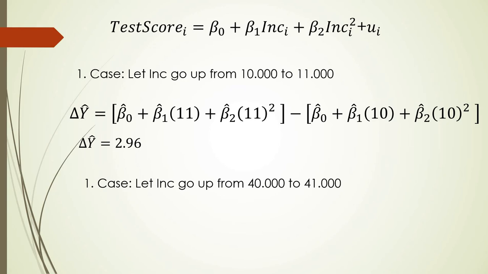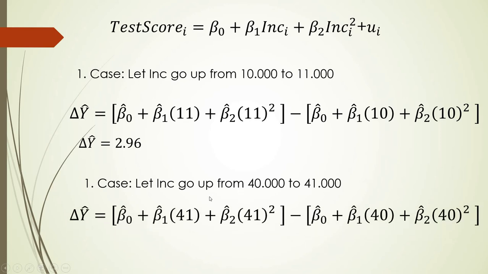So we will calculate the same thing, but now for the households with $40,000 to $41,000 per family member. We need to have the same size of intervals if we want to compare and to see the difference. So we will again first input 41,000 and then 40,000 in our equation, and the change is 0.42. So you see, when the districts are richer with their household incomes, then the results on test scores are growing slower.